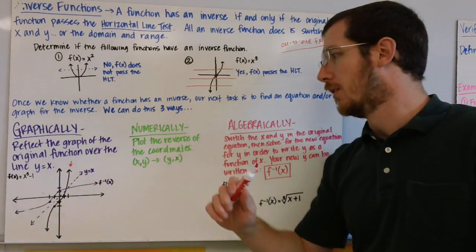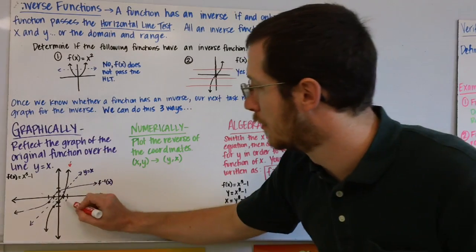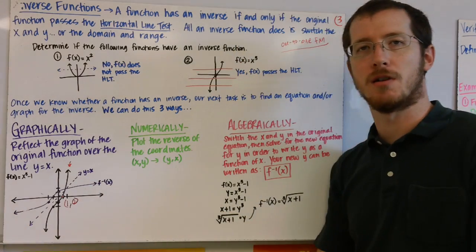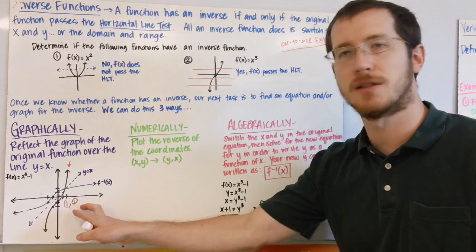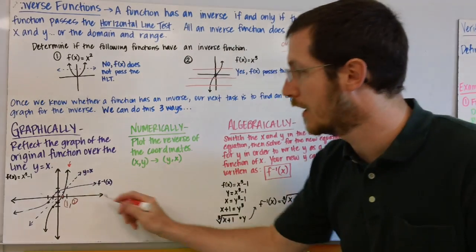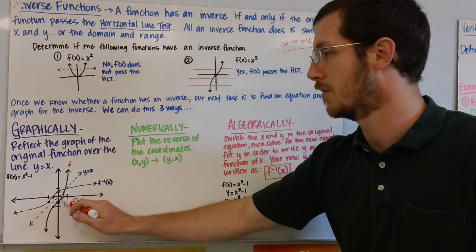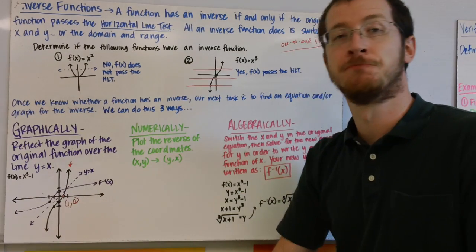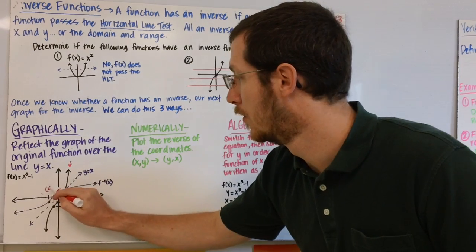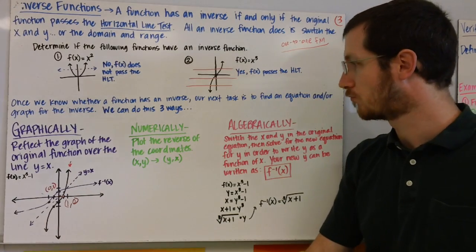Okay, numerically, if we take any coordinate on our function, for example, this one right here looks like (1, 0) on our f of x function. If we take our x and y coordinates and switch them, so they swap places, so now we've got (y, x), then that new point is the image of your original point on your inverse function. So (1, 0) becomes (0, 1) on your inverse.